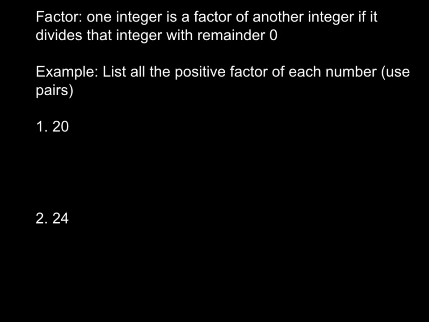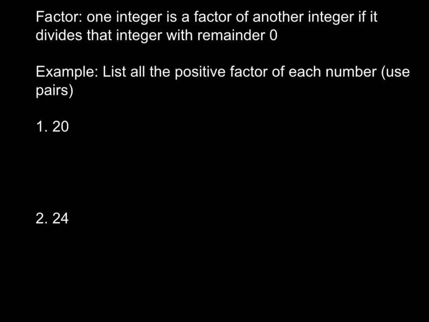Okay, we're going to talk about factors. I told you that we're going to be talking about prime factorization. We did that last year in 6th grade. So again, we need to know that a factor is an integer, so a positive or negative whole number. One integer is a factor of another integer if it divides that integer with remainder 0. Let's just go through some of these. List all of the positive factors of each number.